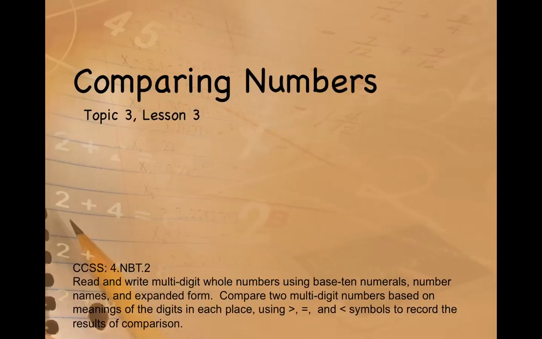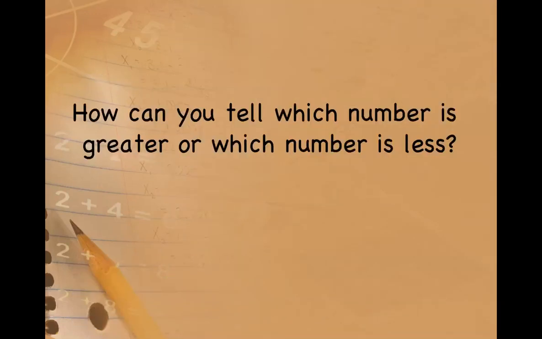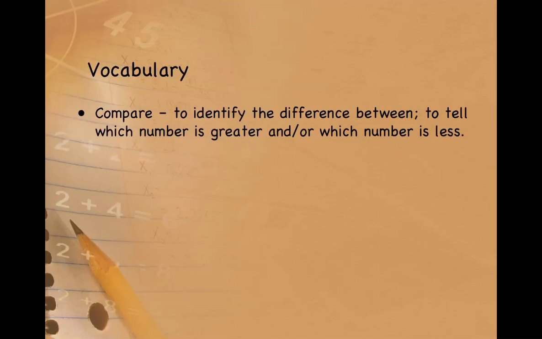Today's lesson, Comparing Numbers, is the third lesson in Topic 3 of 4th grade Envision. The guiding question for this lesson is, how can you tell which number is greater or which number is less? The vocabulary for this lesson is as follows. Please copy this term and its meaning down in box 1 of your homework sheet.